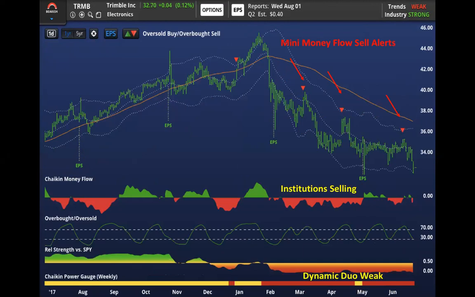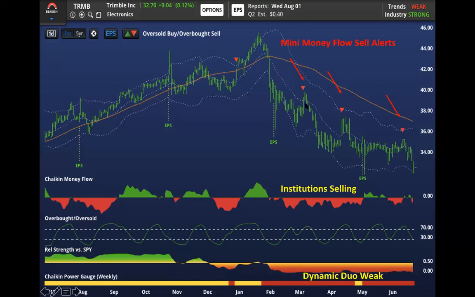Now, here's an example with a stock called Trimble of what we call the mini money flow sell alerts. These happen when you have a bearish power gauge rating in a stock that's underperforming the market, that gets overbought, doesn't necessarily make a new high or even get to the upper volatility band. This is our overbought sell signal. Again, my partner Dan Russo made Trimble his bearish stock of the day back here at 39. I made it my bearish stock of the week when it rallied up to 36 a couple of months ago. You've had 3 mini money flow sell alerts.